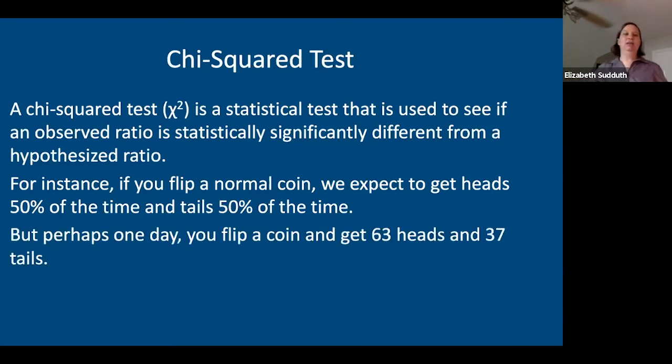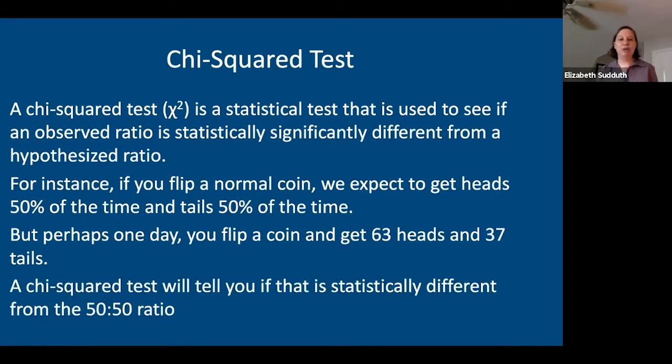But then if you flip a coin and get 63 heads and 37 tails, that seems really different. If it were 55 and 45, I'd be comfortable with that. But 63 and 37, that seems like it might be pretty different from 50-50. That might be more like 2 to 3, right? It seems like something different's going on.